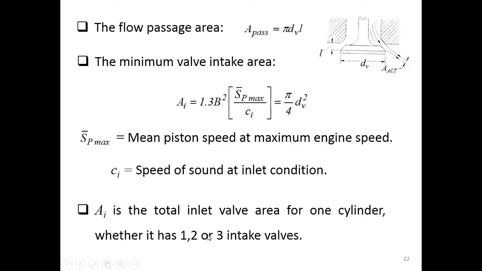If you have one intake valve for this one cylinder, this is the intake valve area for that valve, which represents the diameter of that valve. But if you have 2 or 3 intake valves, that means if you want to find the diameter of each valve, you have to divide the result from this by 2 or 3. Then you will get the diameter for each valve.